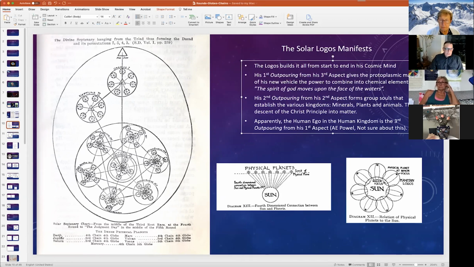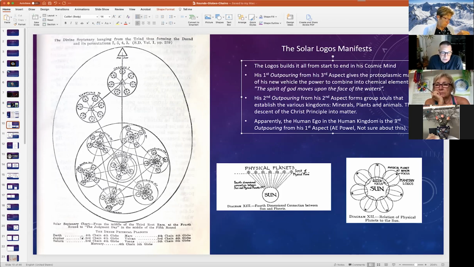Another thing to keep an eye on are these. So he tells us where some of the planets in this system are in their system of rounds and globes and chains. So he's telling us that the Earth scheme is in its fourth chain, fourth globe. And you'll understand what that means in a minute if you don't already. Jupiter is in its third chain, fourth globe. Saturn is in its third chain, fourth globe. Mars is in its fourth chain, fourth globe, sort of like us, although not exactly at the same stage.